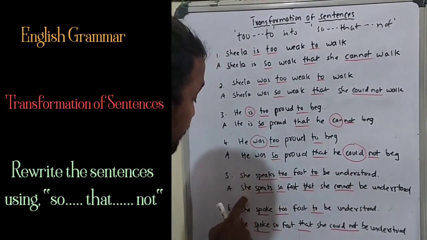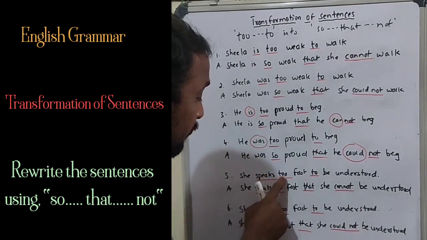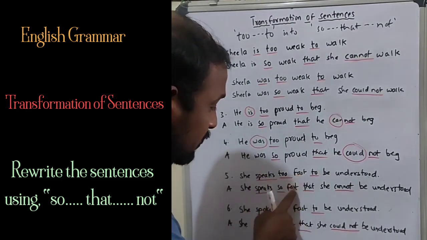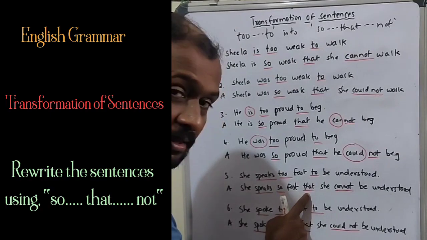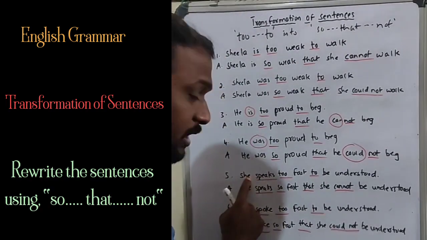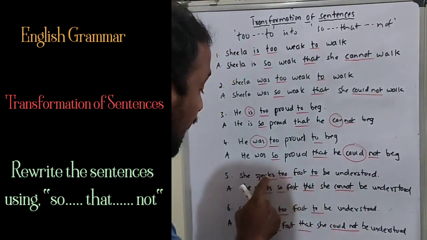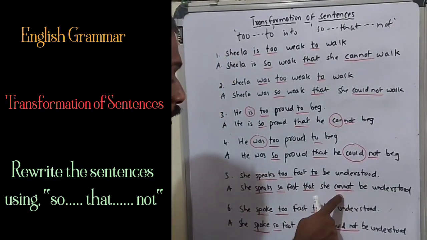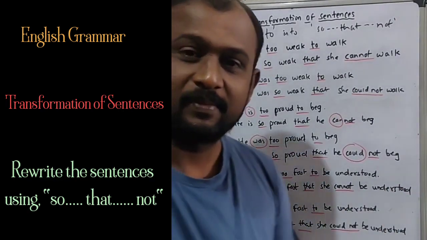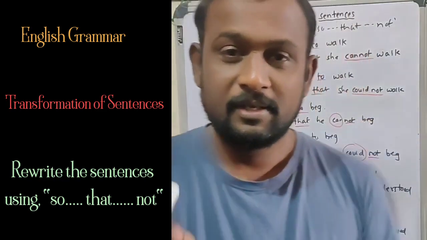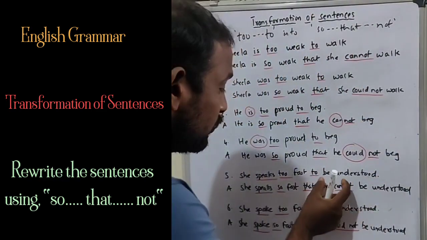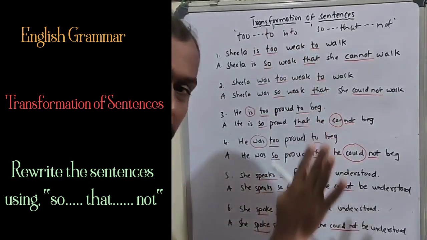She as it is, speaks as it is. In the place of too, write so. Fast as it is. In the place of to, start with that. Then she, the subject is already a pronoun, so write the same pronoun here. And remember, as this is present tense, you must write cannot. Then the remaining as it is. Please try to understand. In case of present tenses, use cannot. Okay, same pattern in all the cases.